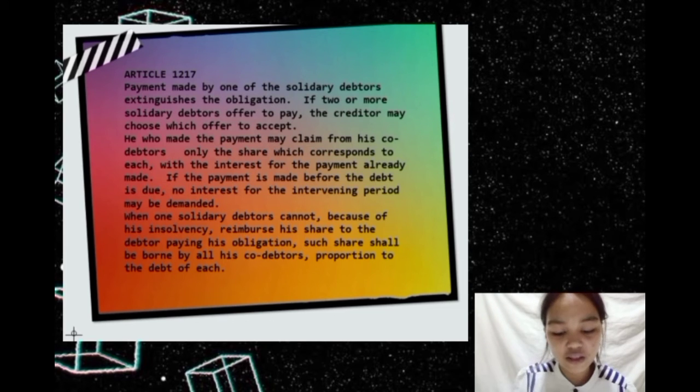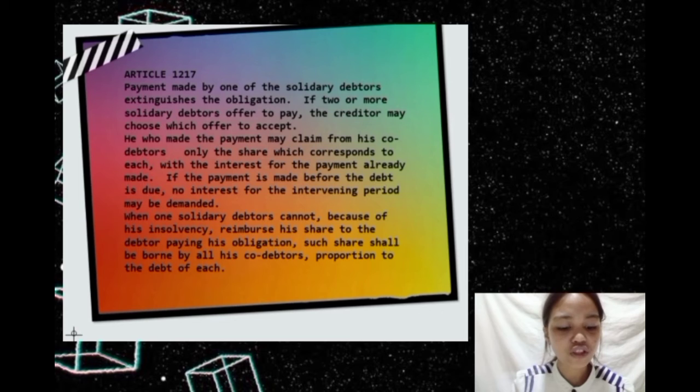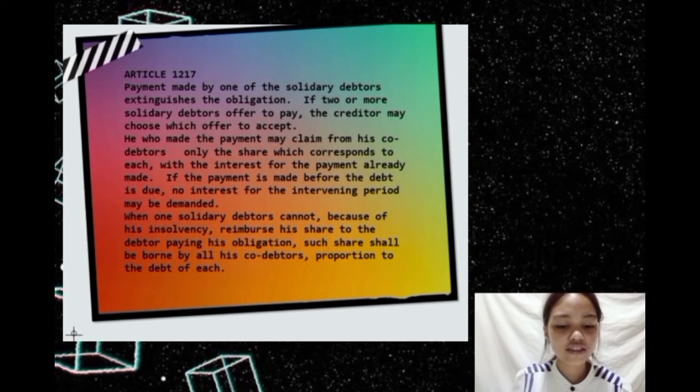So the third one is among the solidary creditors. So the receiving creditors are jointly liable to the others for their corresponding shares. So I will give an example to the third paragraph of Article 1217.